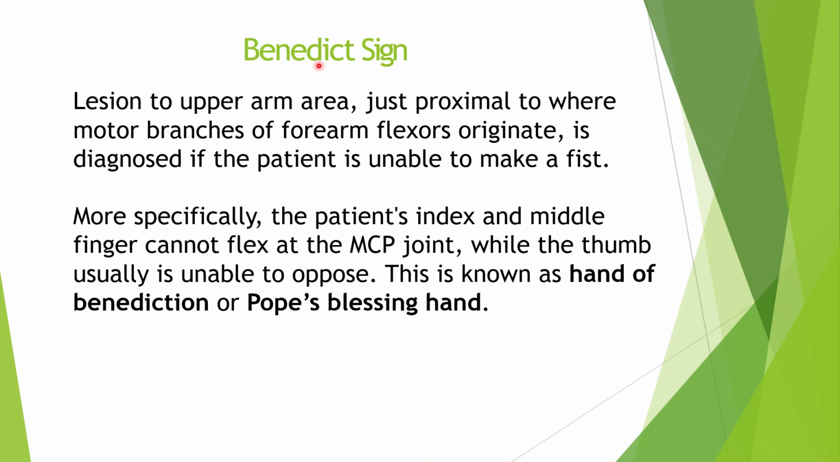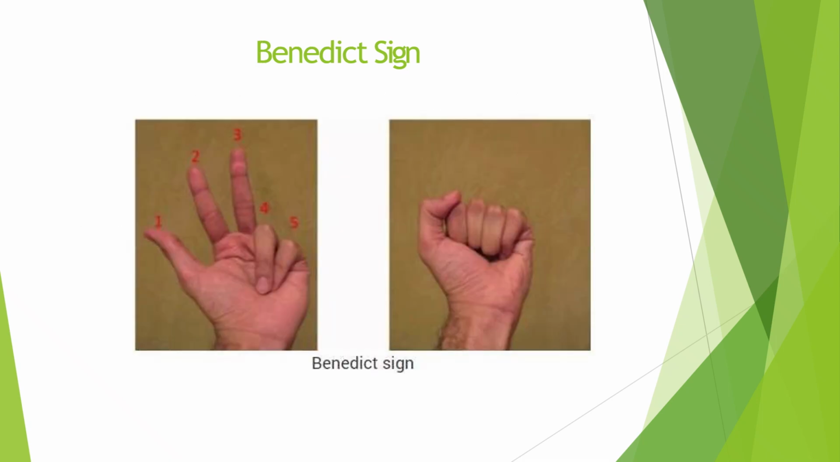There is another sign called Benedict's sign. If the patient is unable to make a fist, then there is a lesion to the upper arm area damaging the median nerve. The patient's index and the middle finger cannot flex at the metacarpophalangeal joint, while the thumb is usually unable to oppose. This sign is called the sign of benediction or Pope's blessing hand. So this is the sign. The patient is not able to flex these fingers.